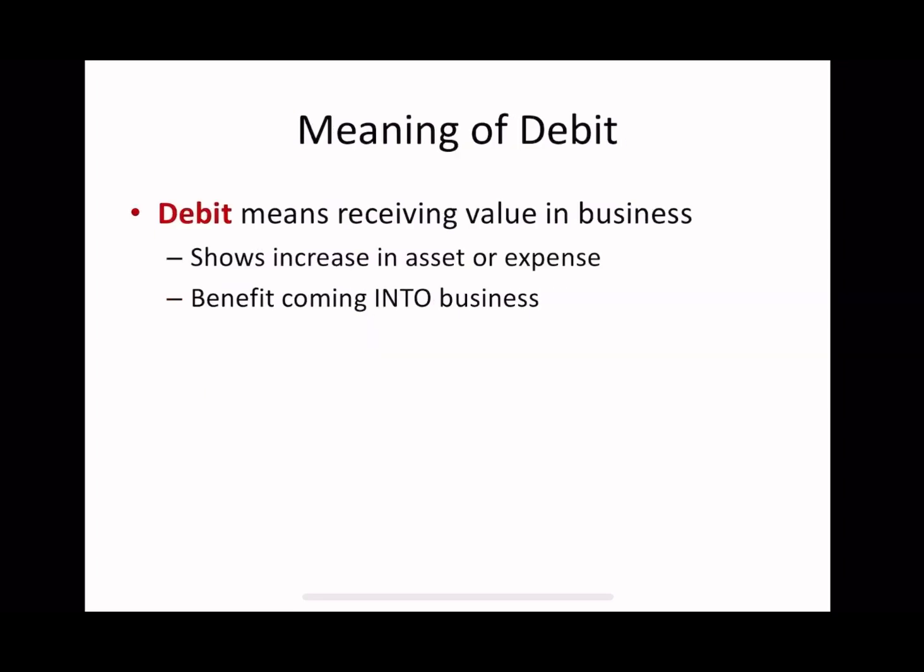Meaning of debit. Debit means receiving the value or benefit in the business. Whenever something comes into the business or increases the benefit of the business, it is recorded as debit. Debit represents increase in assets and expenses. It does not automatically mean loss or expense in all cases. In accounting books, debit is always written on the left side of the account.